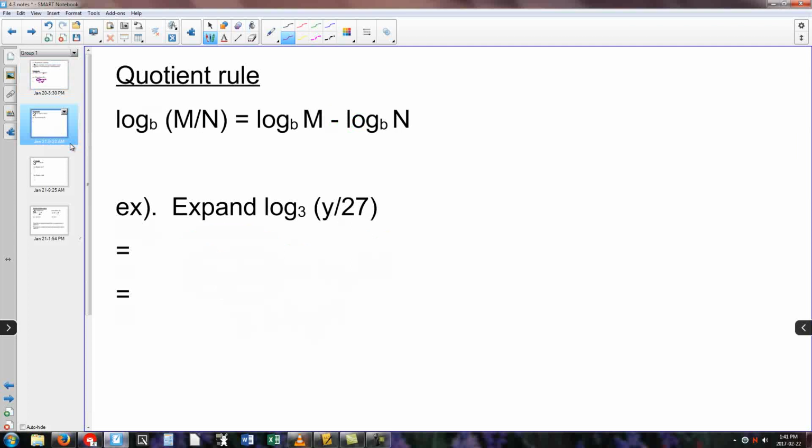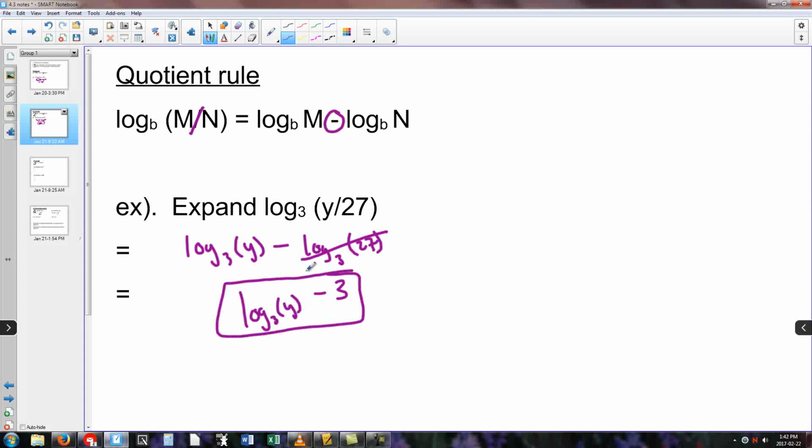The second rule is called the quotient rule, and product is multiply, quotient is divide. So just like multiplication and division are opposites, when we're dividing, instead of adding, we subtract. Same rule. In fact, everything that's negative is going to go to the denominator, or come from the denominator. So this would be log base 3 of y, and because 27 is in the denominator, I would do minus log base 3 of 27. Well, 3 to the third power is 27, so this is really 3. So I now have log base 3 of y minus 3. A much simpler looking equation when I've gone through those steps.